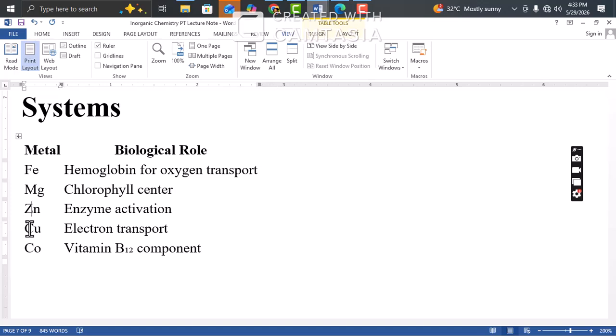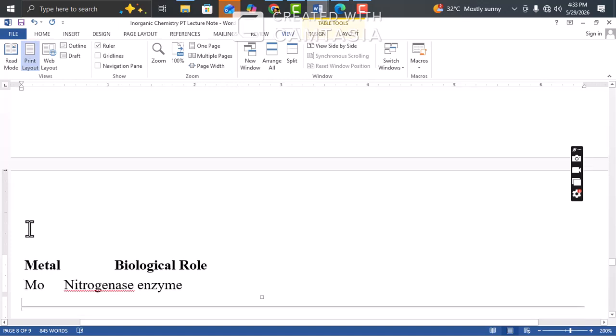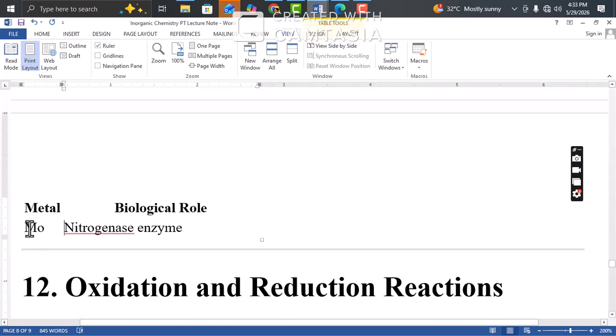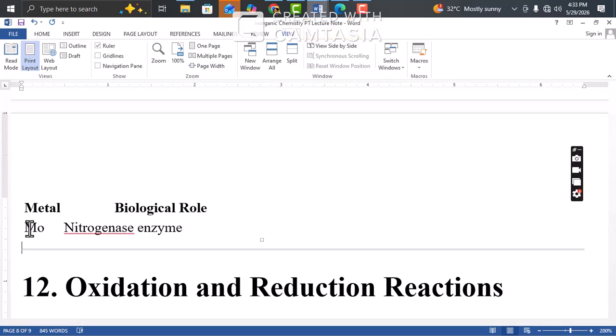Zinc, of course, is for enzyme activation. So a lot of adults take zinc supplements. Copper, electron transport, very important. Cobalt, yes, you find it in vitamin B12, so it's very, very important too. And another one, molybdenum, that's for nitrogenase enzyme. So these are all metals that are necessary for the proper functioning of biochemical systems.